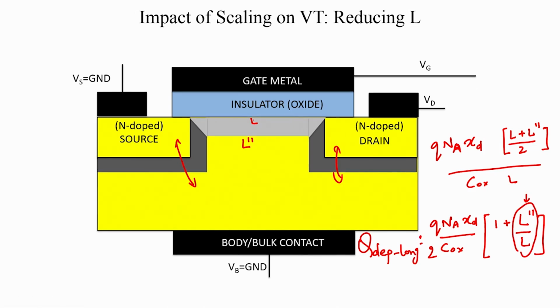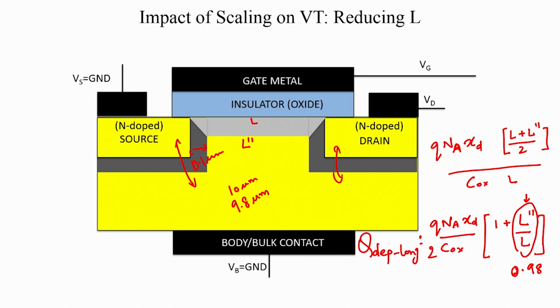Okay. So, say L is 10 microns, and this is say of the order of 0.1 microns, and therefore, L double dash is 9.8 microns. So, this number here is basically 0.98.